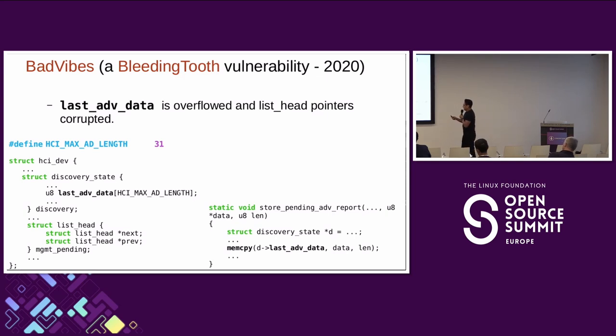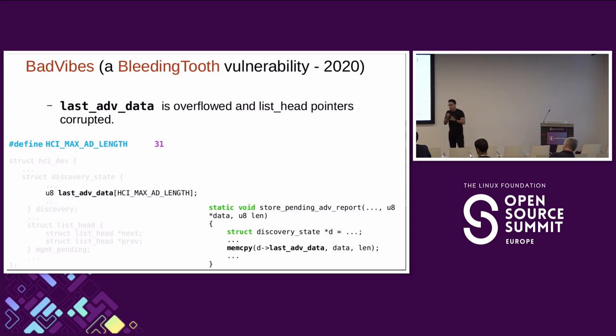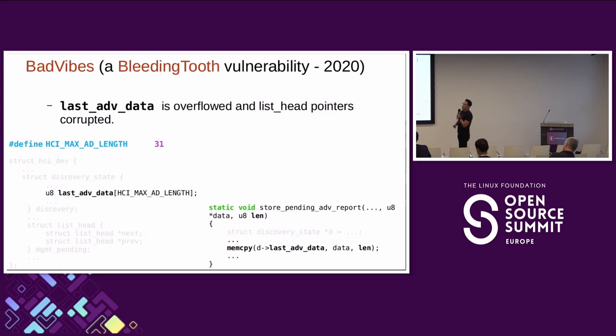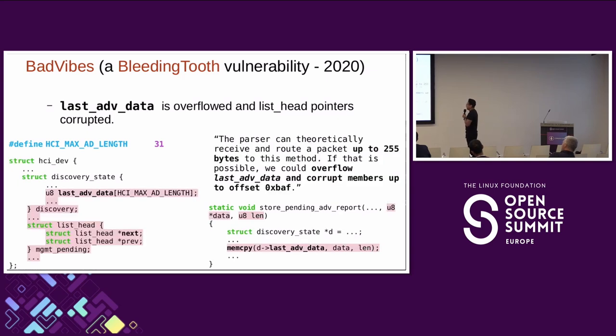So what is going on here? What we have here is an array of a concrete size at compile time in the middle of a structure, right? And on this other side, we have the rest of the structure. And on this other side, we have a memcpy. So we are writing certain data of certain size into this array of concrete size, right? The problem here was that length, which contains the number of bytes we want to write into this array, was not being sanity checked before calling memcpy. So that's usually not great. And what happens here is that the security researcher was speculating about the possibility of overflowing this array and corrupting this next list head pointer.